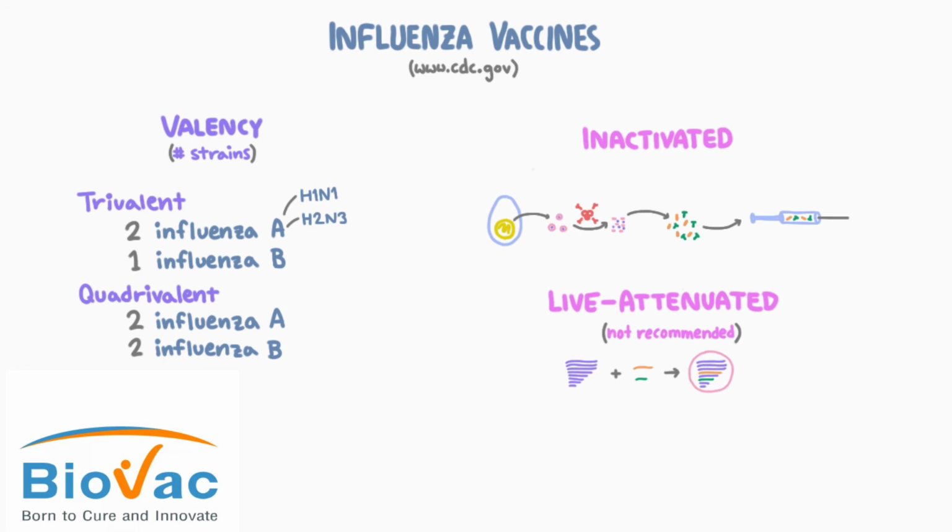In what way is it attenuated? Well, the master strain is grown in cold temperatures so that it evolves to replicate only in the colder temperatures of the nasal respiratory tract. And that's why this vaccine is given as a nasal spray.